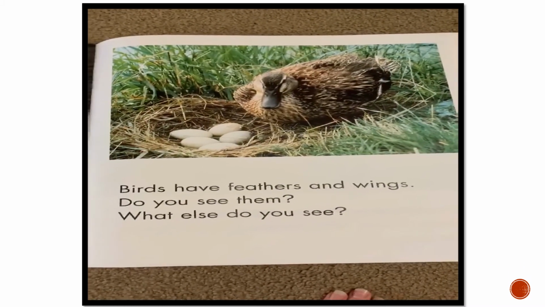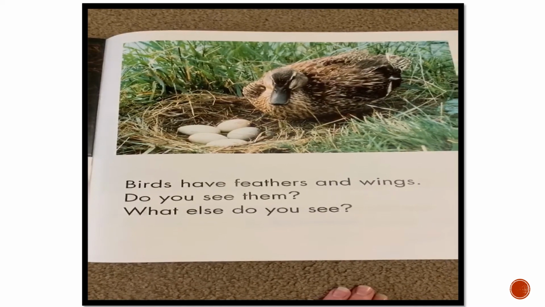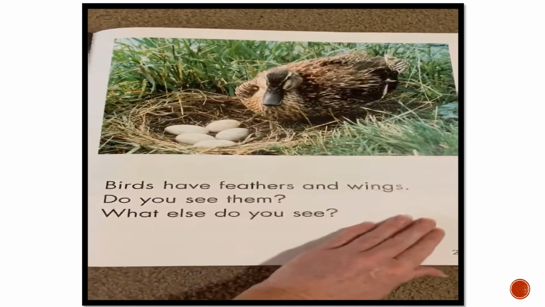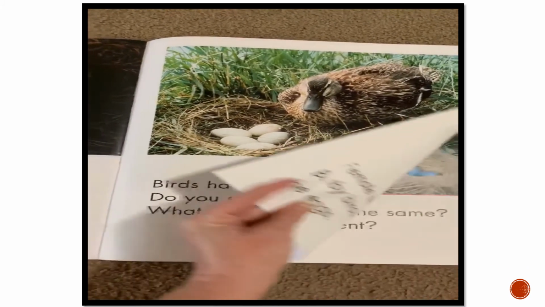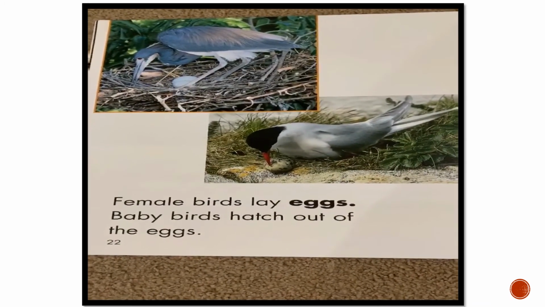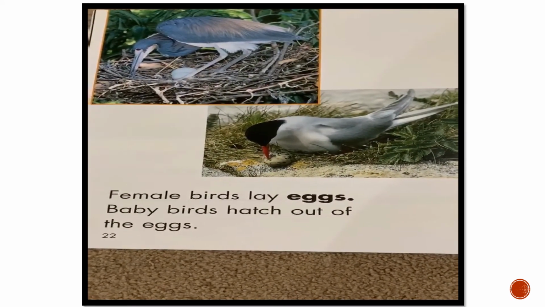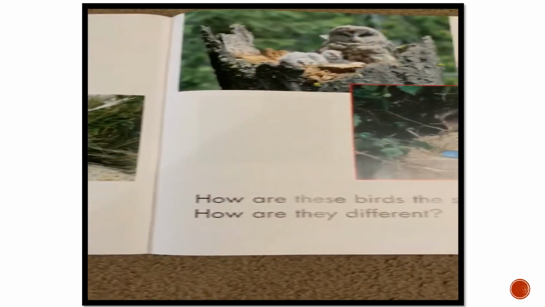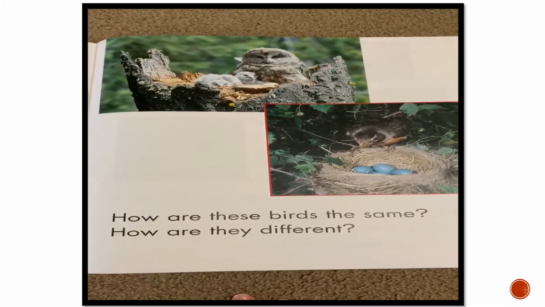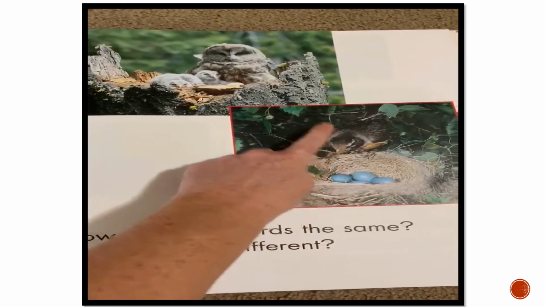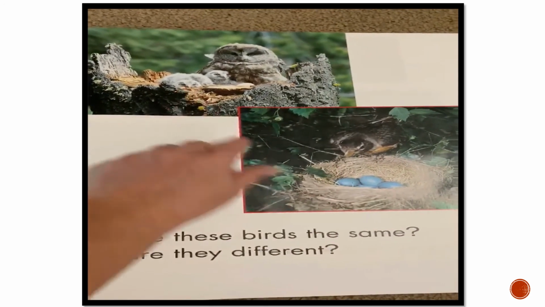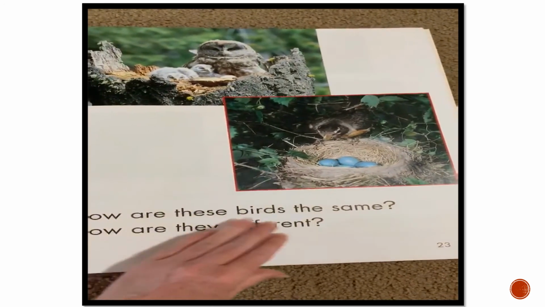Birds have feathers and wings. Do you see them? Well, what else do you see? Look at the bird. That's a beak. That's a duck's beak. Female birds lay eggs. Baby birds hatch out of the eggs. How are these birds the same? How are they different? Well, we can tell that the adult birds are a different kind, but they both lay eggs and then they hatch their eggs into baby birds.